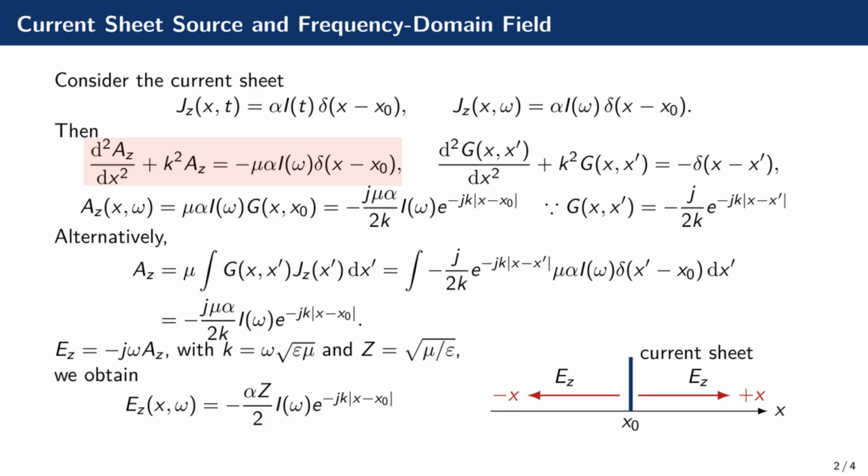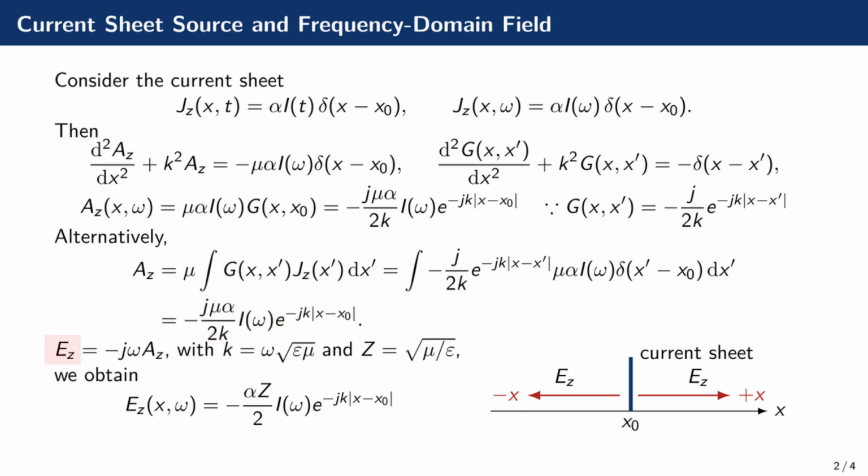To find A sub z, compare it with the green function equation. If we set x prime equal to x0 and attach the appropriate coefficient, it becomes exactly the same form. Therefore, A sub z is obtained immediately. We may also substitute the source directly into the integral formula. Then we replace x by x prime in the green function and integrate with respect to x prime. Because of the delta function, the integral simply picks out the value at x prime equals x0. So we obtain the same result. In this way, we have obtained the z component of the vector potential.